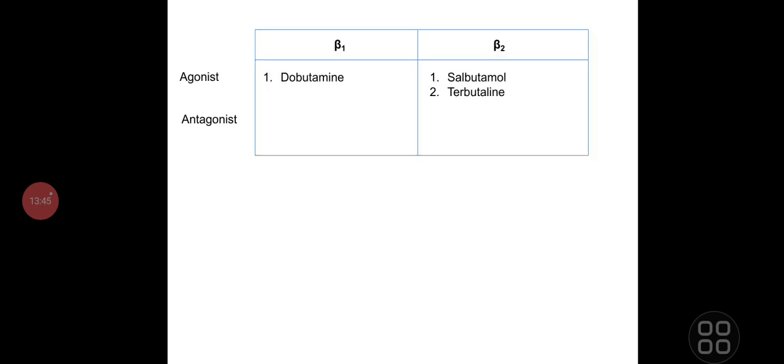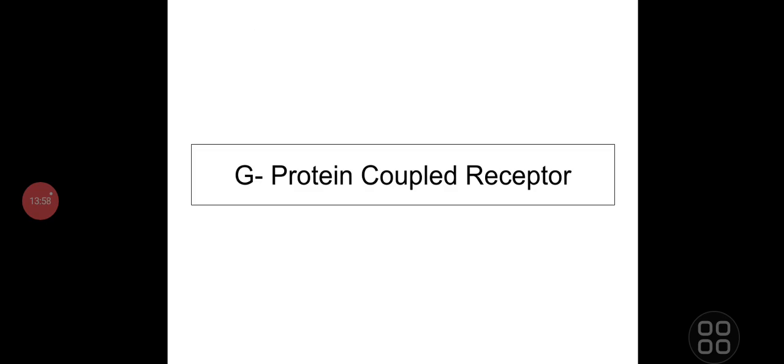The agonists of beta 1 receptor are dobutamine, and for beta 2 they are salbutamol and terbutaline. The antagonists for beta 1 are metoprolol and atenolol, and for beta 2 it is alpha methylpropanolol.